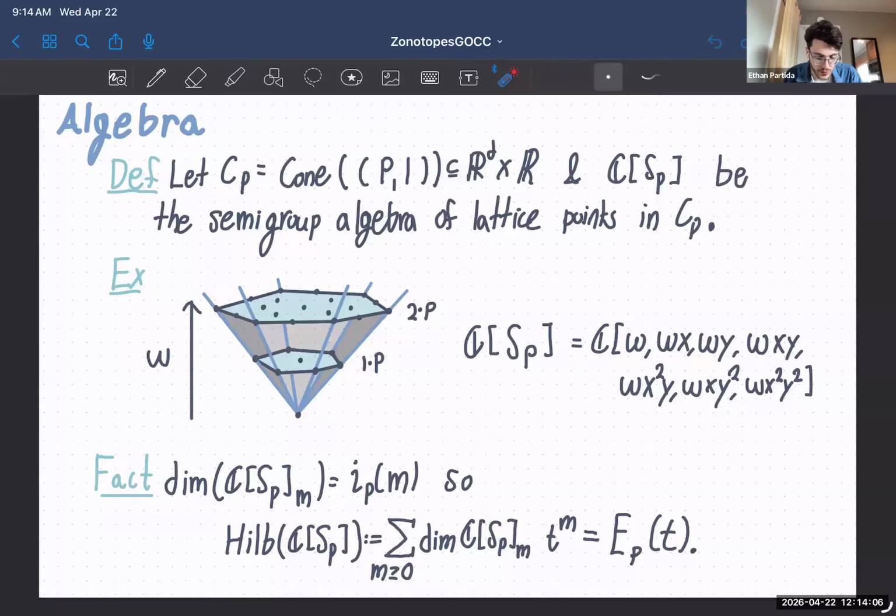And essentially, you can grade this algebra by this W coordinate, so the height. And by construction, the mth graded piece of this algebra will be the number of lattice points of degree m, the mth dilate of P. And so you can construct this gadget called the Hilbert series, which is just the generating function that records the dimensions of the graded pieces. And this will be the Ehrhart series of your polytope P.